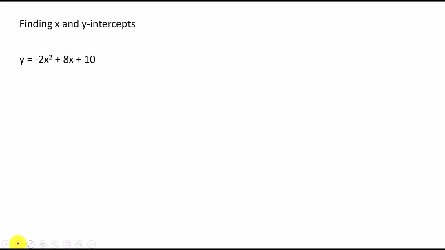Okay, let's try one more of those. Go ahead and take a minute, pause the video, and find your x and y intercepts, and then check your answer with me.